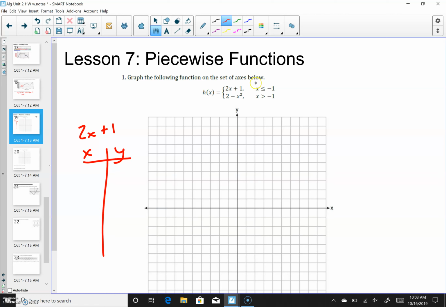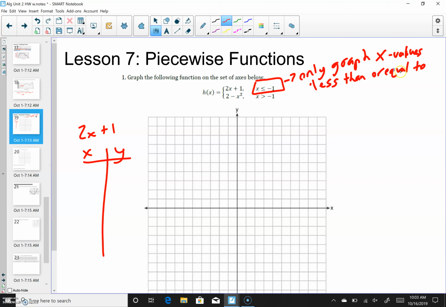So it says 2x plus 1 when x is less than or equal to negative 1. That means we can only graph x values less than or equal to negative 1. So we want to set up our table knowing that negative 1 is the biggest point we can graph, and then we are going to graph as many points as we can fit less than that.